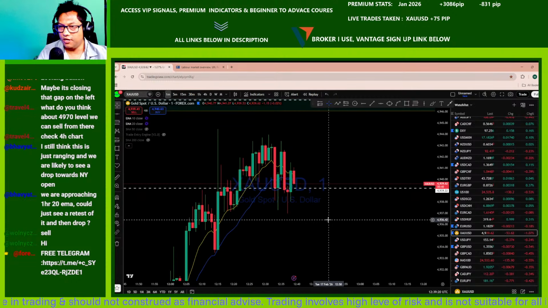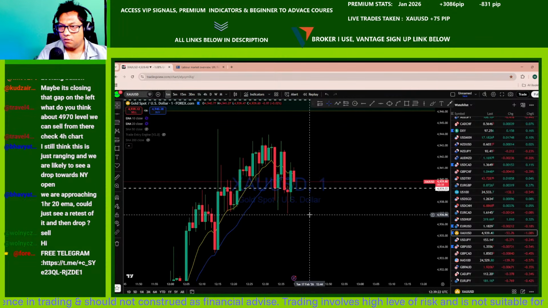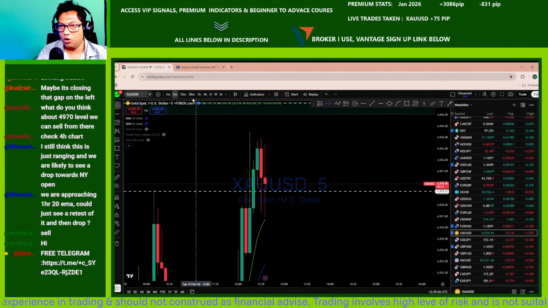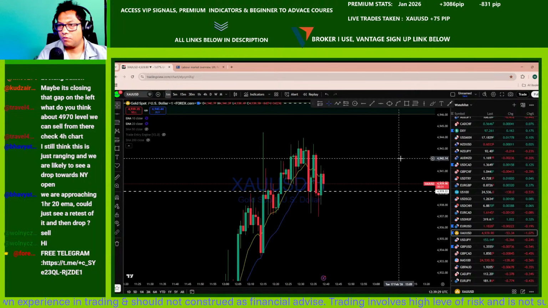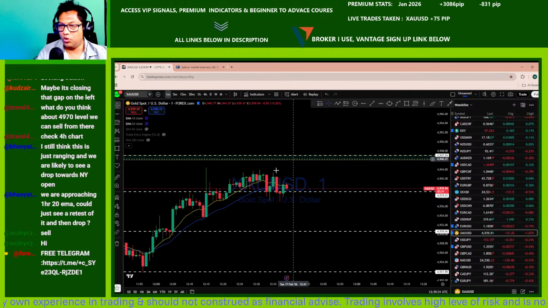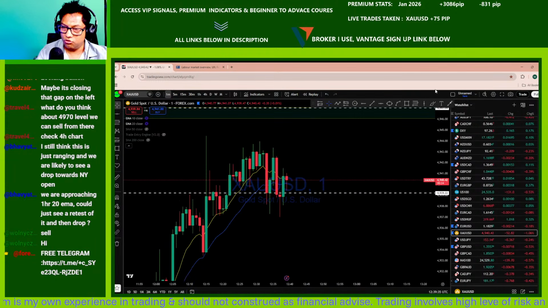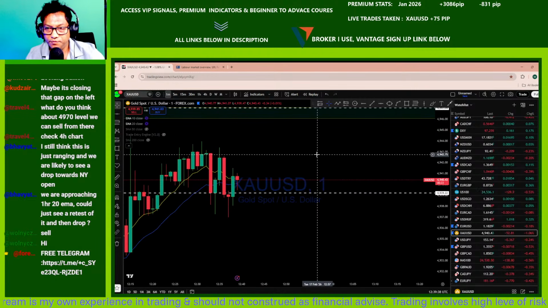The series of lower highs here, the multiple long wick candlestick pattern here, is what we are looking at for the market to break below and eventually drop down here.